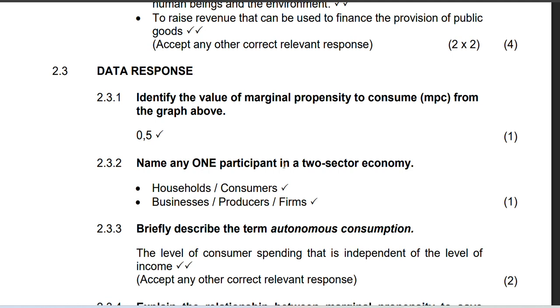2.3.2, name any two participants in the two-sector economy. I've already explained to you, it is the household and business. In the two-sector economy, we need to have the household who are buying as well as providing labor, and the business who are producing and providing the services or the products.